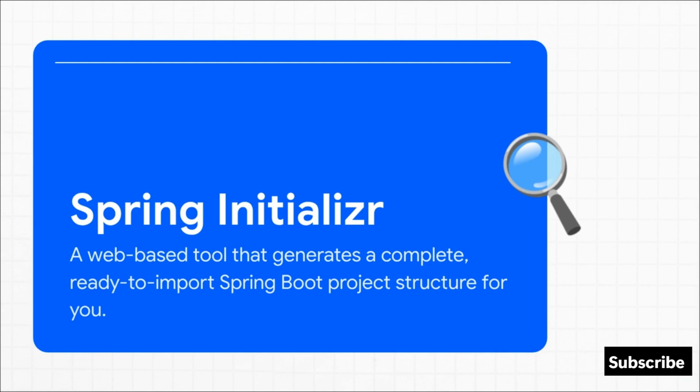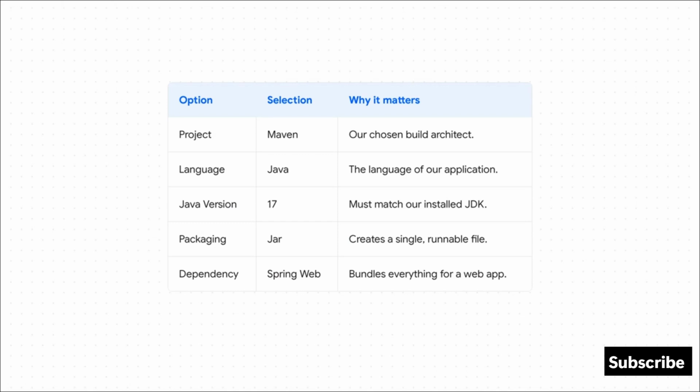No guesswork, just results. Now, when you get to the site, you'll see a few options. Let's just walk through the key ones, because the why behind each one is super important. For project, we pick Maven. That's our architect we just talked about. Language is, of course, Java. And this is crucial. We set the Java version to 17 to match the JDK we have installed. For packaging, we'll choose jar. That just means it's going to bundle our entire app into one single, easy-to-run file.